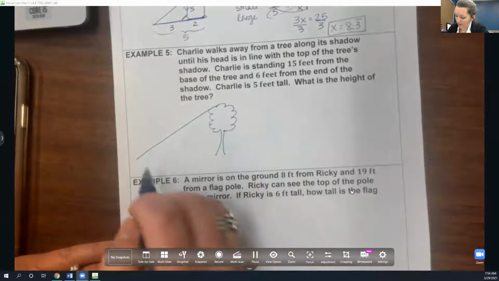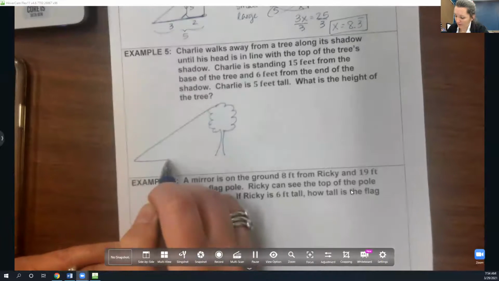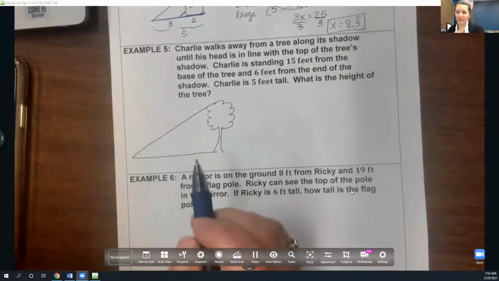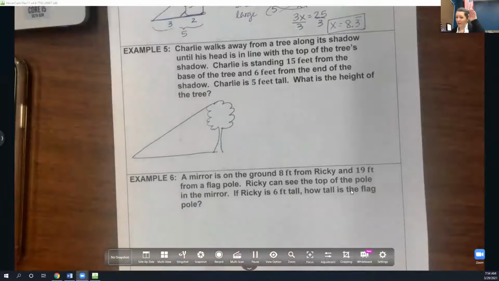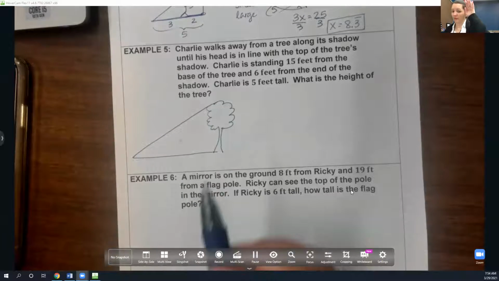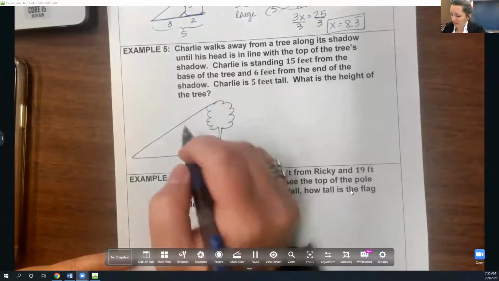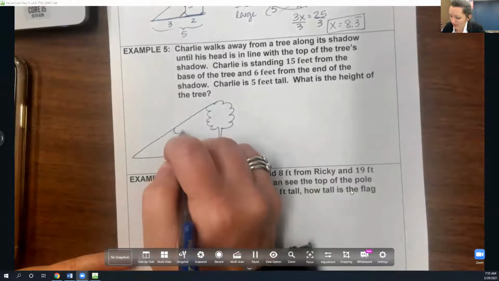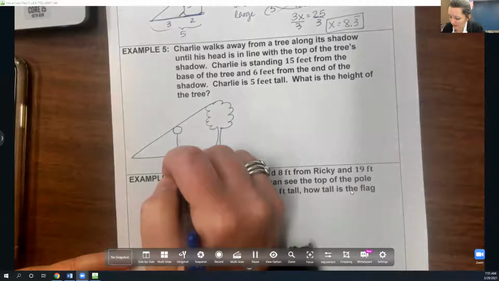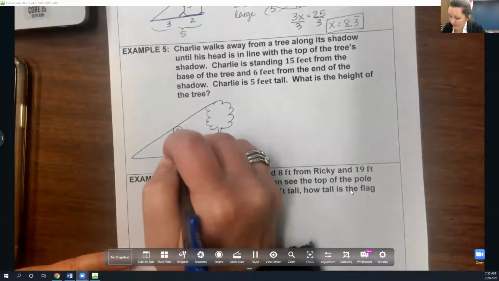Have you ever tried to be in the shade of a tree or a lamppost or a building or something, and you have to get right where the shadow is? If you're too far forward, then your head's in the sun. That's what he means here. So he's right here where the top of the shadow is on his head like that. And he's smiling too.